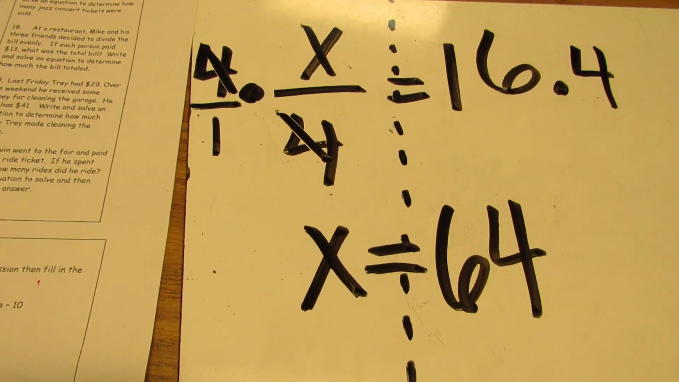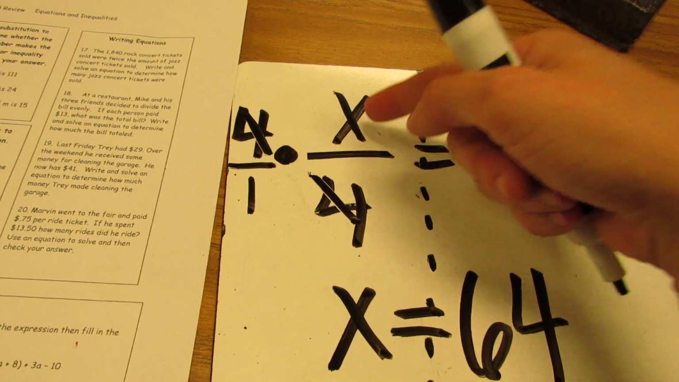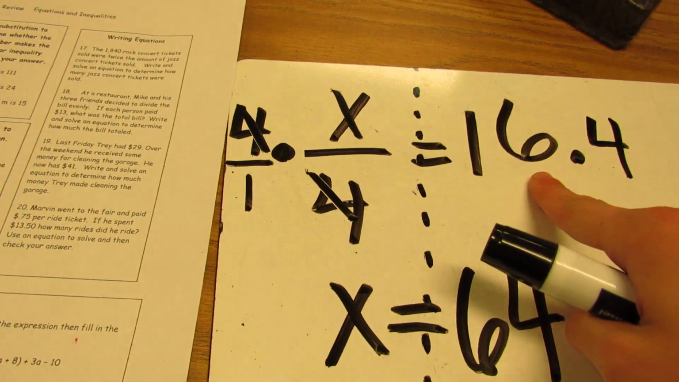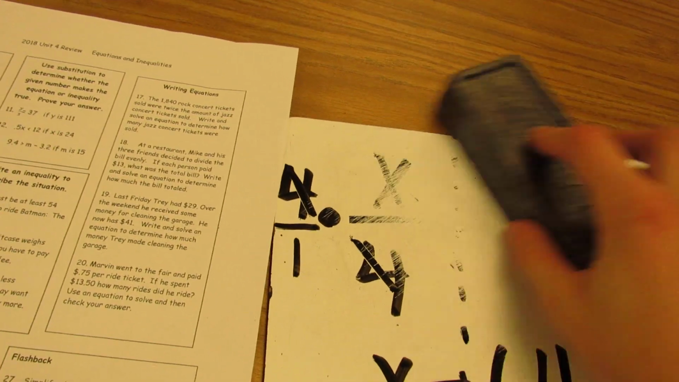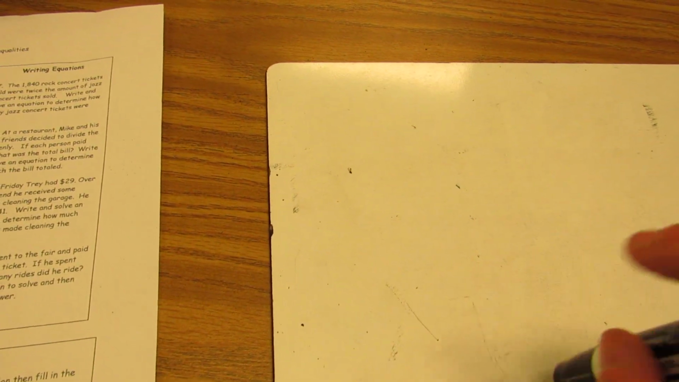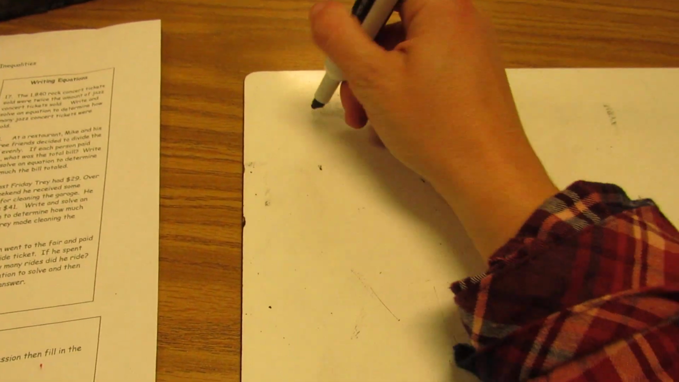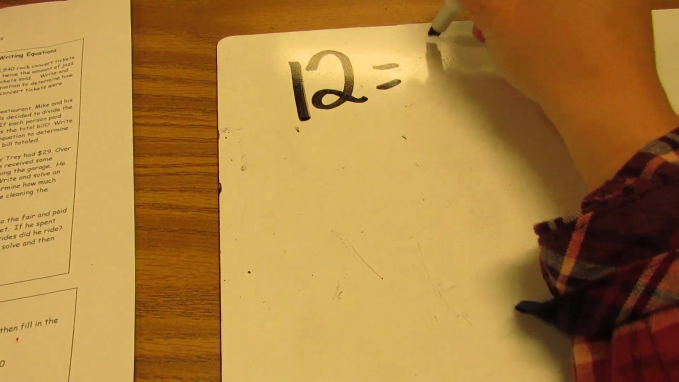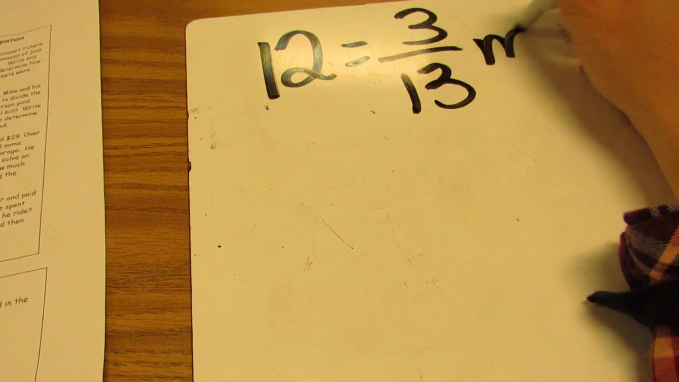You can go ahead and plug in 64 for x and do 64 divided by 4, and you should get 16. Okay, so let's move on. Number 8 is the same way. Number 9 is the same way as well. I want you guys to know, I'm just going to make a quick little note. I won't solve this one because it is the same way of multiplying by the reciprocal.